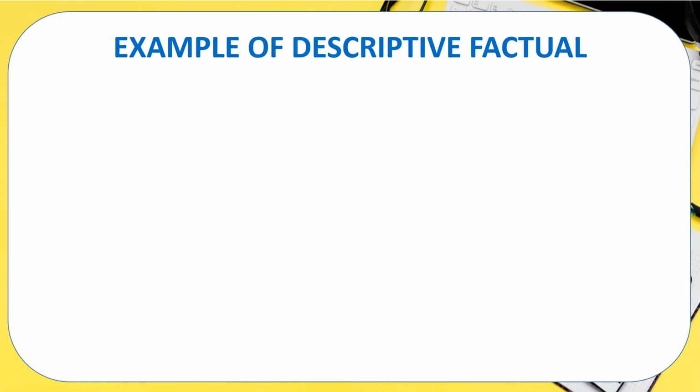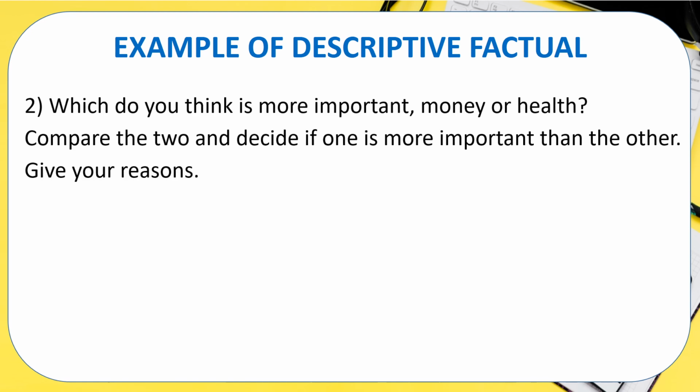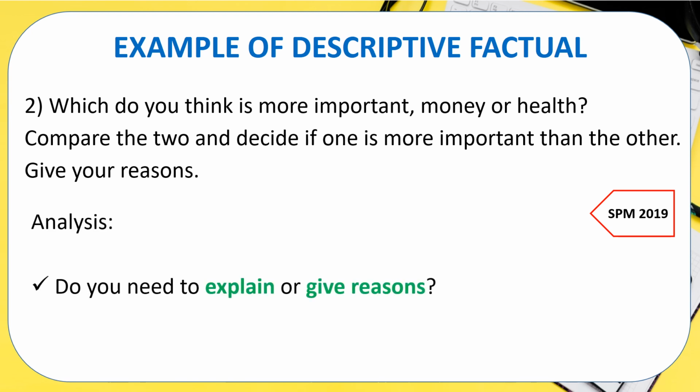Okay, let's look at the second example for descriptive factual. The question is taken from SPM 2019. Which do you think is more important, money or health? Compare the two and decide if one is more important than the other. Give your reasons. So let's analyze. Do you need to explain or give reasons? Yes, you need to give reasons.